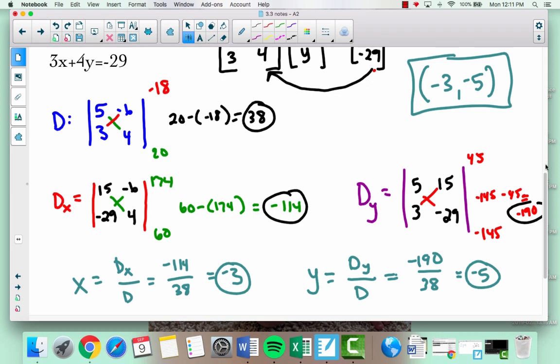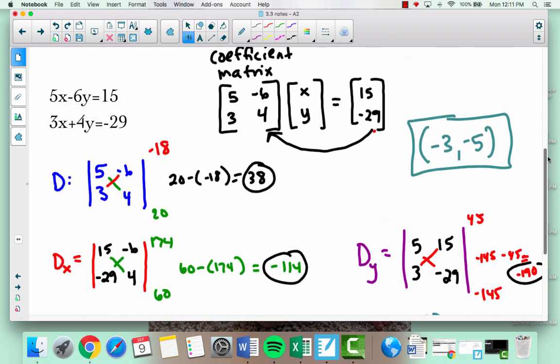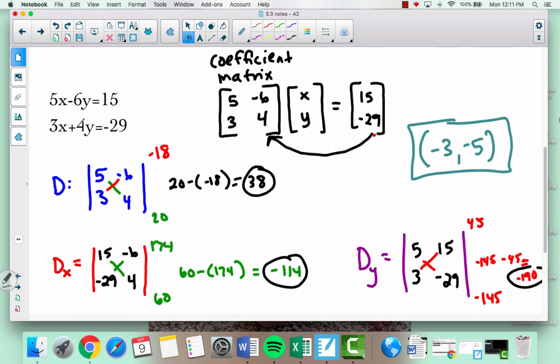And you could always go ahead and plug those numbers back into the original equation and make sure they work. 5 times negative 3 minus 6 times negative 5 should get you 15. Same thing with the bottom. 3 times negative 3 plus 4 times negative 5 should get you negative 29. Okay?